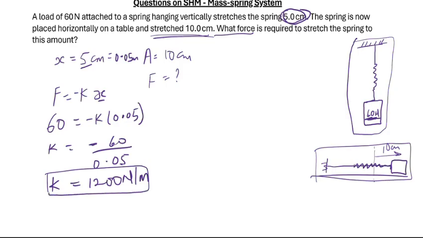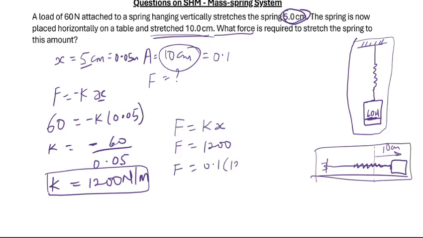Then we can use our spring constant to determine the force that we use to stretch this object this far. We have our force equals kx again, which is equal to our spring constant times the maximum displacement, which is the amplitude, 0.1 in this case. So the force will be 0.1 times 1200, which equals 120 Newton. That is the force required to stretch that object that way, because the spring constant is very, very high.